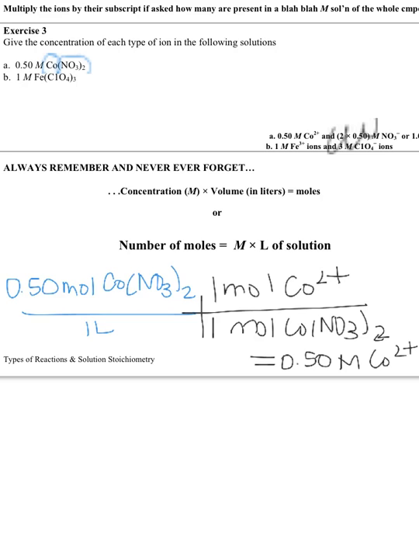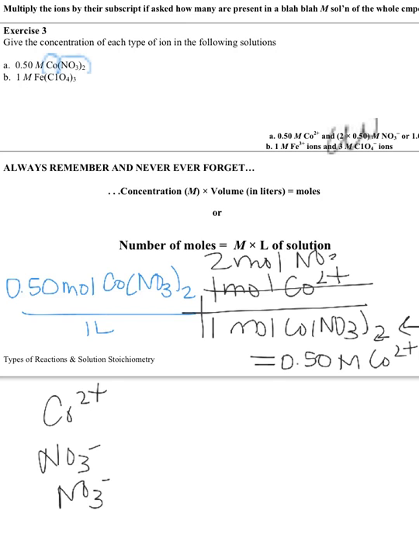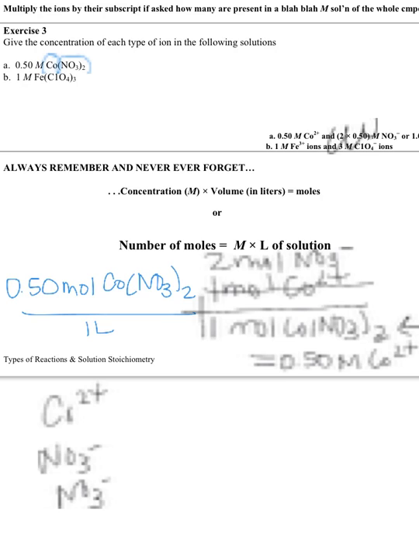Now, simply by looking at the formula, can you determine what the concentration is of nitrate ions? Because for every 1 mole of cobalt nitrate, there are 2 nitrate ions, that means the concentration will be twice as high. For every 1 Co2+ that's released, there are 2 nitrate ions that are released. So the concentration will be twice as much. I'm simply going to replace this with 2 moles of nitrate ions, and 0.5 times 2 would give me a concentration of 1 molar, 1.0 molar if I use 2 significant figures.